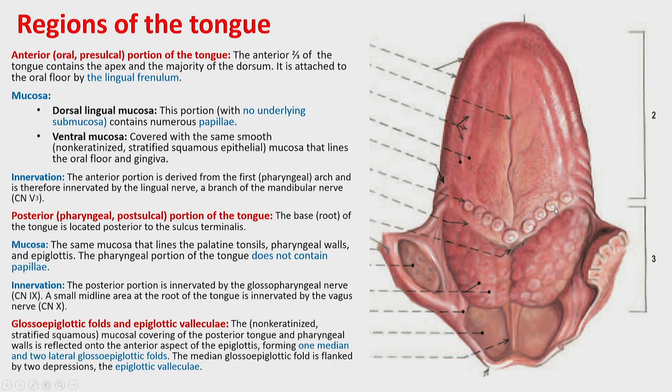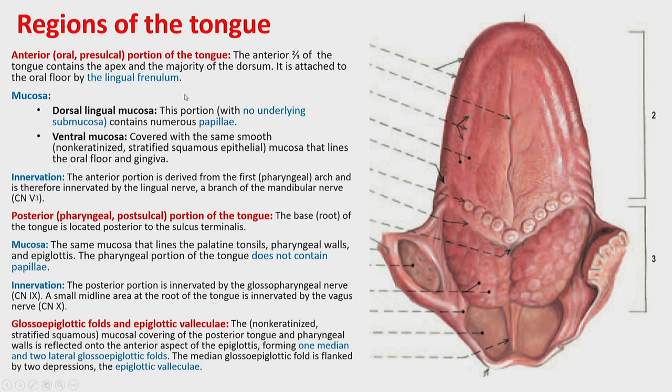So as we mentioned, here is the anterior two-thirds of the tongue, which is immediately in front of this terminal sulcus. And here, very nice, you can see the foramen cecum. In this case, this anterior two-thirds is called the oral part or presulcal, because it's the portion of the tongue in front of the terminal sulcus. And the inferior surface of this part is connected by the lingual frenulum to the floor of the mouth.